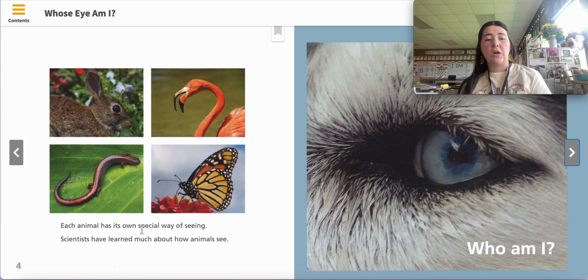Each animal has its own special way of seeing. Scientists have learned much about how animals see.